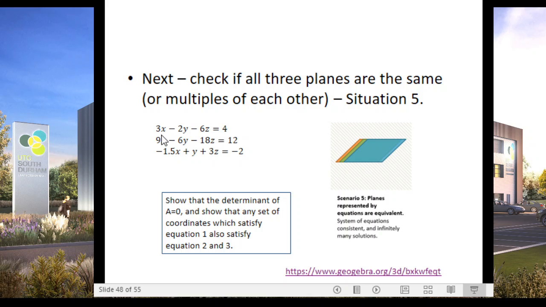So 3 planes we could have: 3x minus 2y minus 6z equals 4, 9x minus 6y minus 18z equals 12, minus 1.5x plus y plus 3z equals minus 2. We can see by inspection here that if I take this equation and times it by 3, I get the second equation. If I take this equation and multiply it by -1/2, I get this equation. So by inspection I can see that all 3 planes are multiples of each other.